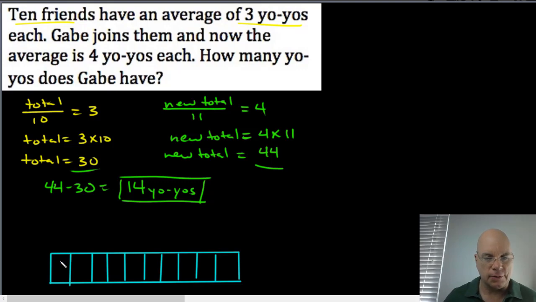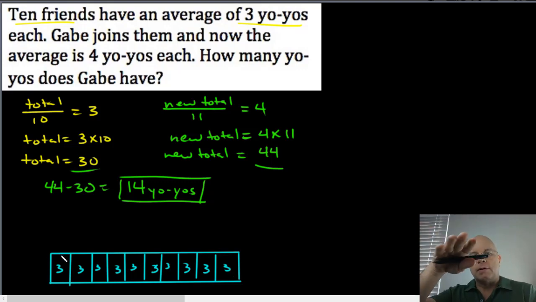Okay, that was a lot to show this little thing, but what I'm trying to say is if they each have 3 yo-yos, they don't each have 3 yo-yos actually, but they have different numbers of yo-yos, but the 10 friends, when you average them out, they all average out to 3. So we could imagine they each have 3. And then Gabe joins the group, and all of a sudden the average changes to 4.